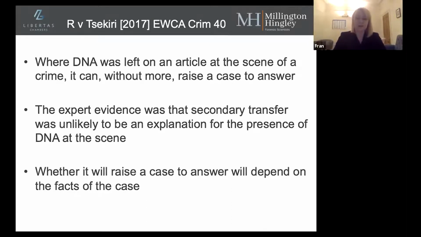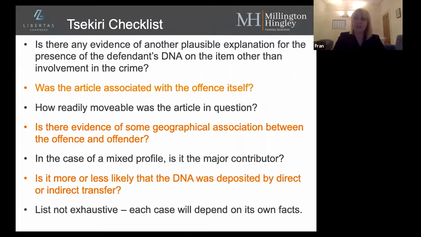And so I think that can be distinguished between the movable objects cases that we'll come to in a bit. But in any DNA transfer case, whether direct or indirect, you need to really be looking at Sariki, because what Sariki did was to hold out a real checklist for the court to look at when deciding these cases. It's not an exhaustive checklist, and that's one of the things that the court said.